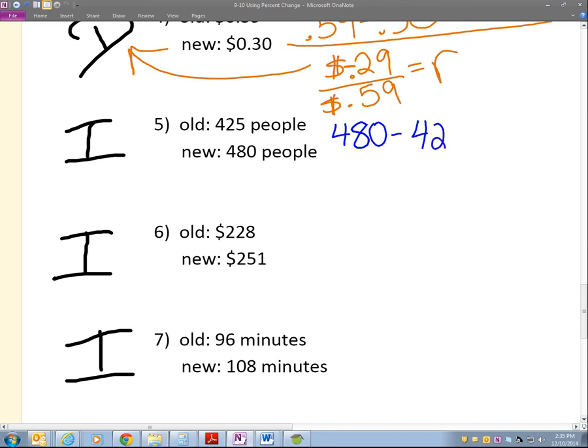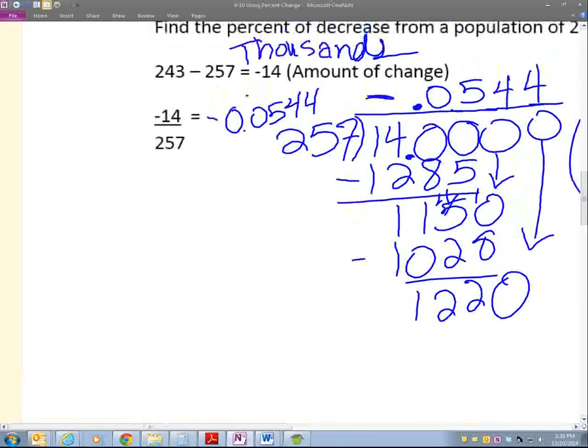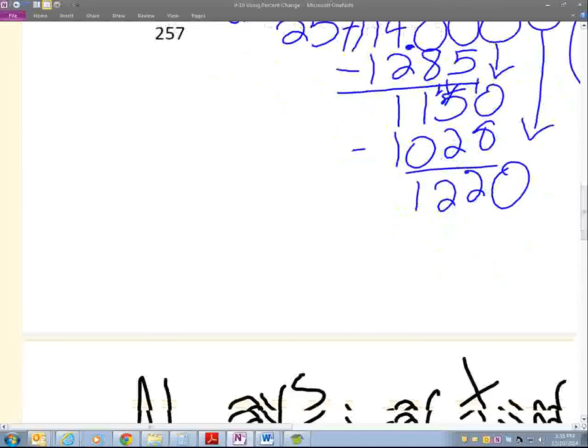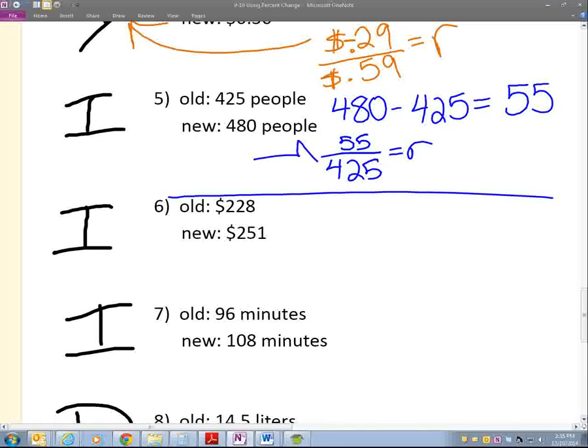There we go. 480 minus 425, and we're going to get 55. Well, I just thought of something... No, that doesn't matter. Never mind. So 55, is it an increase or a decrease? Should that be negative? No, it's positive. So I'm just going to do 55 over the base, which is 425, and that's my rate, and then I would just do this division problem to get the answer. Okay?